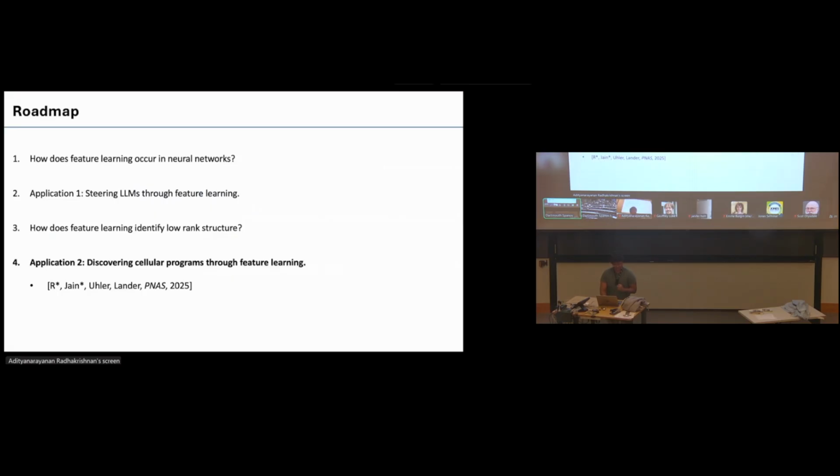Okay. So the last application I wanted to talk about, I think I will have time for this, is how can we use IDS and some of these ideas to actually tackle a major biological question, which is discovering cellular programs through feature learning.